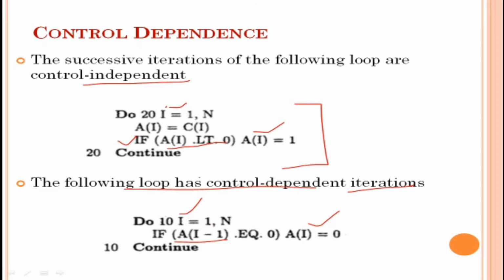In the first example we can see these are successive iterations, right? The value or the index does not change here, so it remains constant, but here the index is changed, like A of I. In the first example we have seen I equal to 1, but here the index is changed to 0. So hence we can see it as control dependent iterations, right?